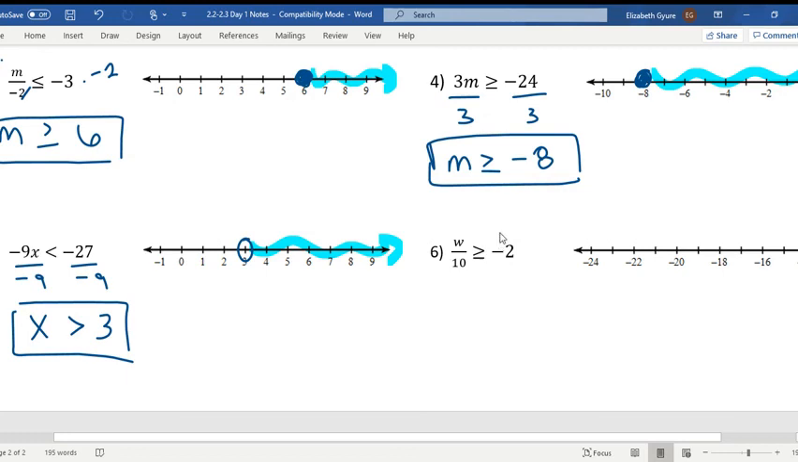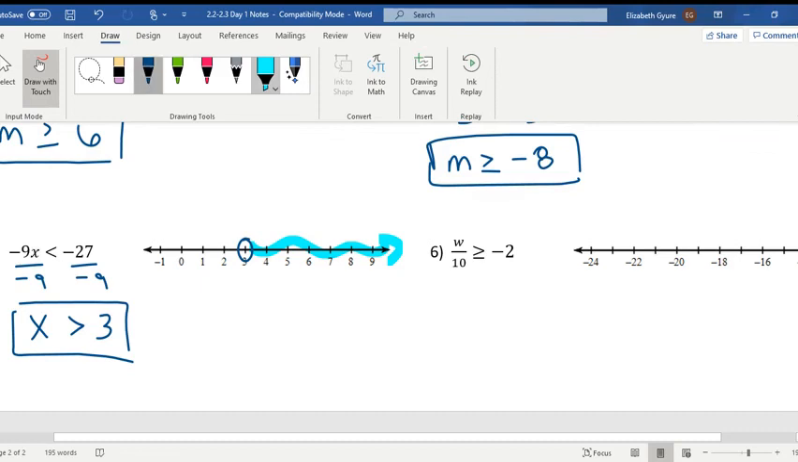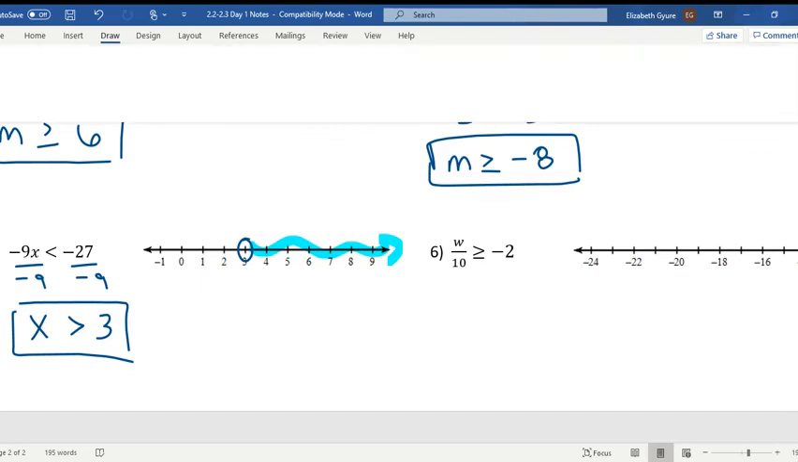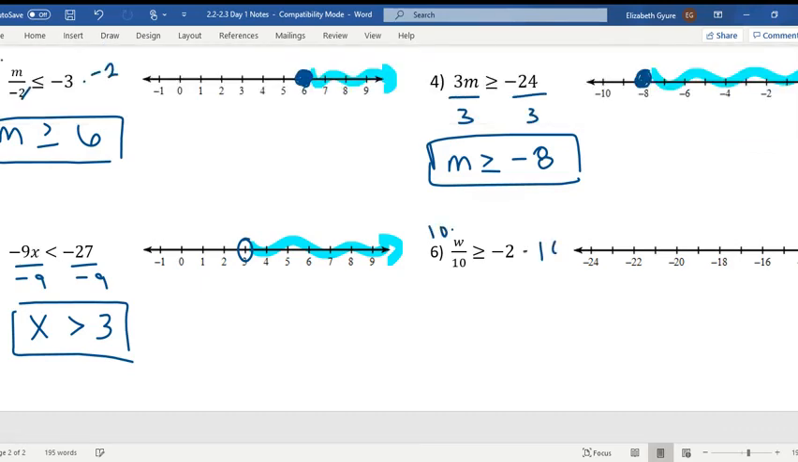Bailey, how do you get rid of dividing by 10? What would our opposite operation be? Yeah, multiplication by 10, good. So we'll have w. Do I have to flip this one? Is this going to be one that I have to flip? This one is a no.